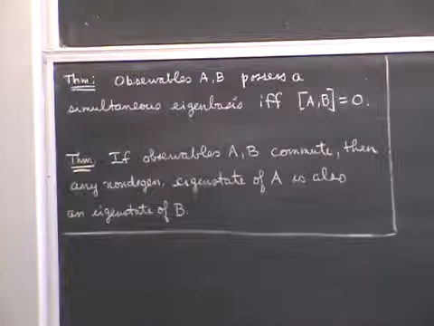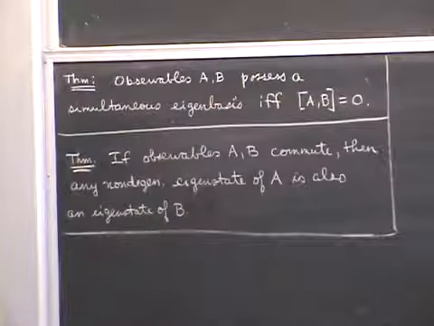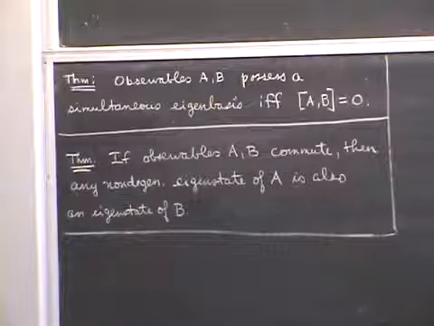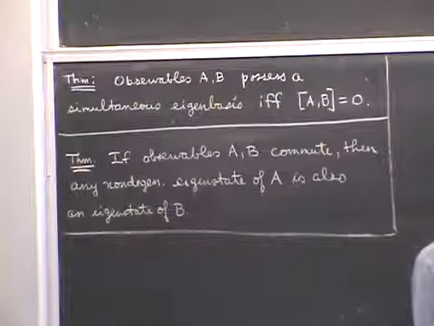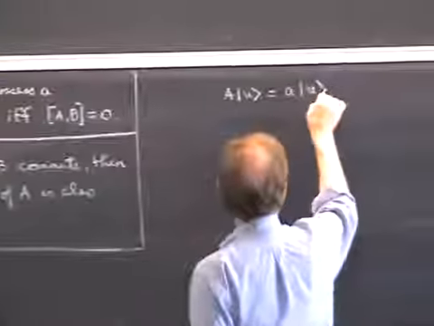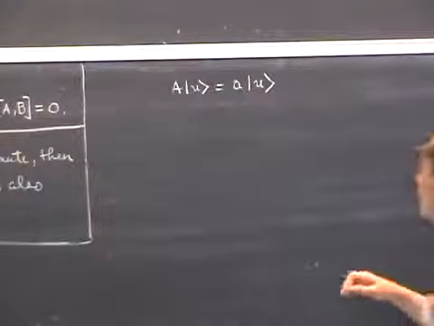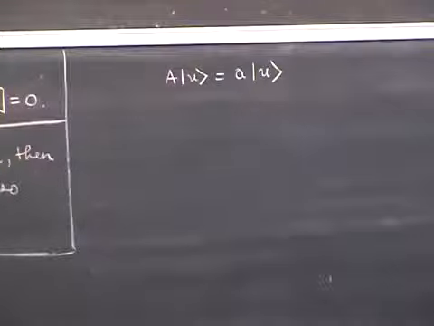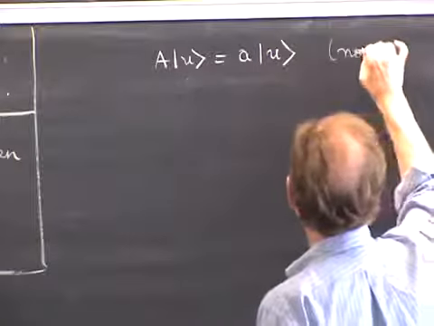I outlined the proof of the first part of this theorem. It says that if you have two observables A and B which commute, then any non-degenerate eigenstate of A is also an eigenstate of B. I'll just outline the proof of this for you. Let's suppose we've got A, and let's say that u is an eigenstate of A. I'm thinking of the discrete case here, so this is the discrete spectrum, so that u is a normalizable vector that belongs to Hilbert space. Now let's suppose that this is non-degenerate.